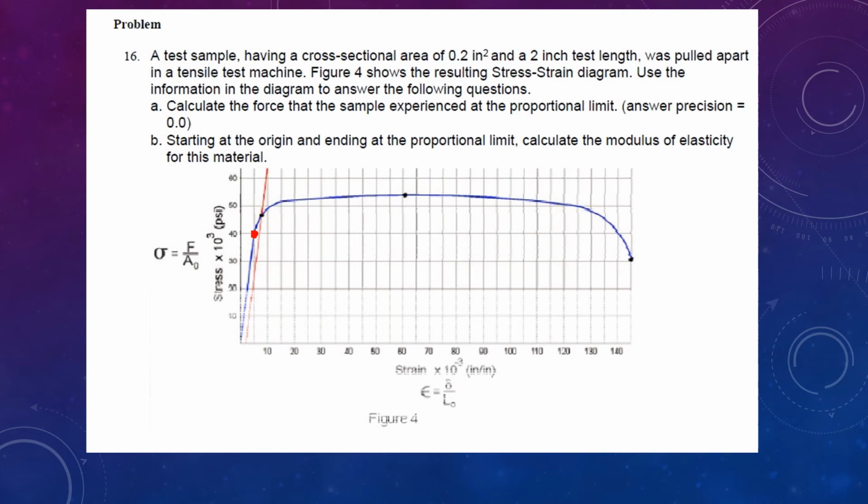The area is 0.2. So you've got a number of 40 times 10 to the third. For this equation right here, 40 times 10 to the third divided by 0.2. Your answer for A is going to be 200,000 psi.